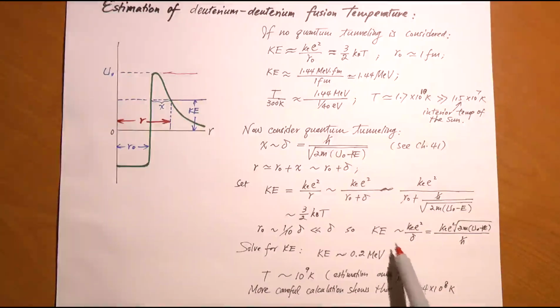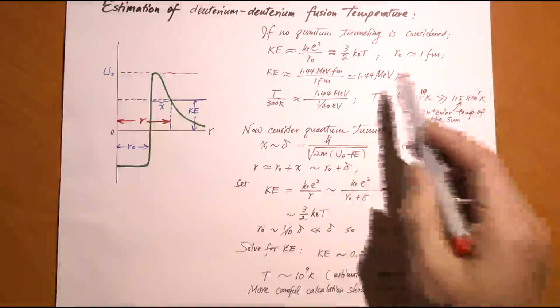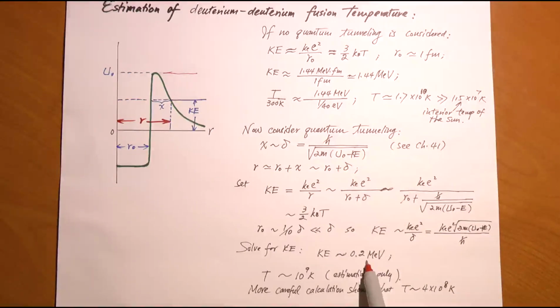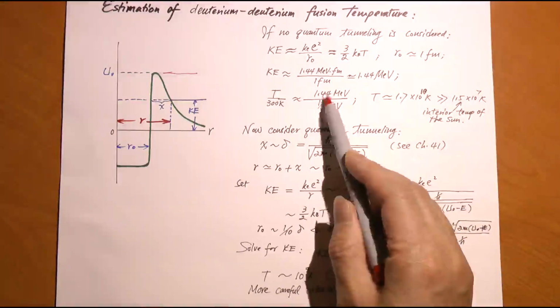This is a quadratic equation for ke. If you take a close look, you have ke here, you have the ke here, right? Now you square both sides, you get a quadratic equation for ke, and you take the positive solution for ke. I'm going to let you work out this quadratic equation yourself, and you will find after some easy calculation that ke is about 0.2 MeV instead of 1.44 MeV. Look at the difference here.